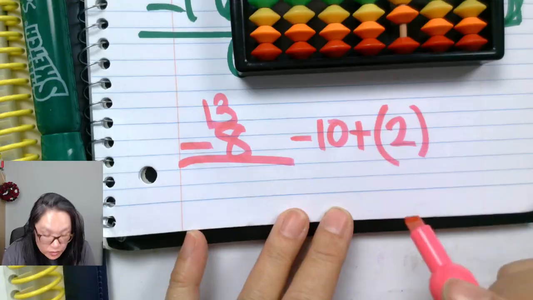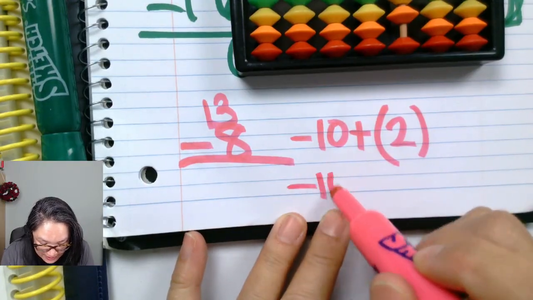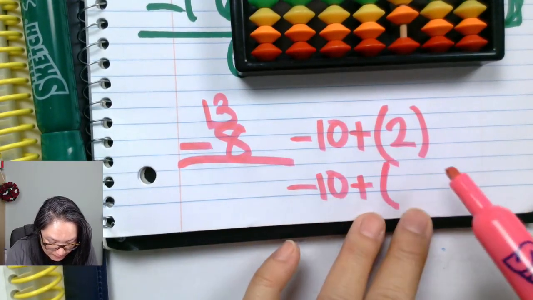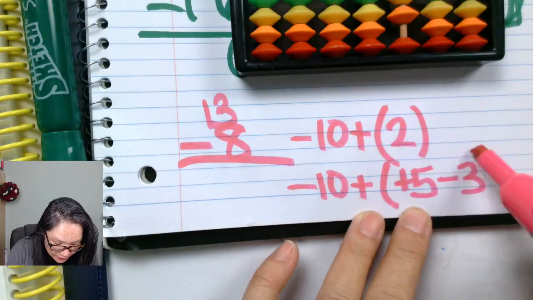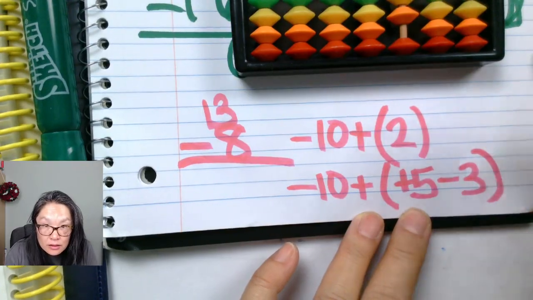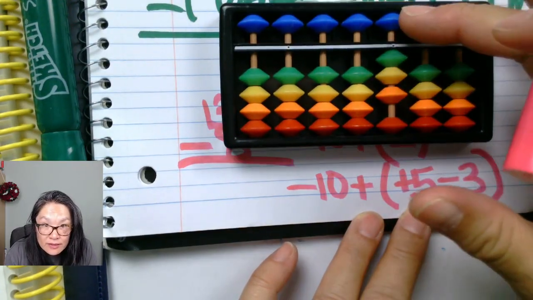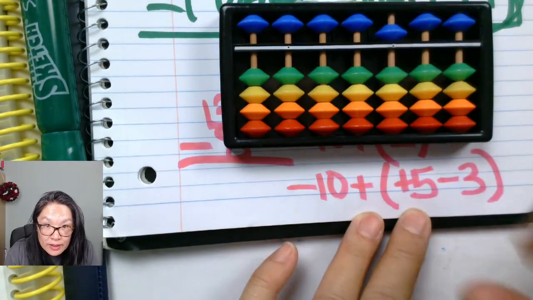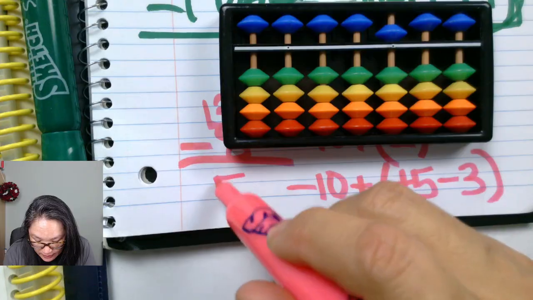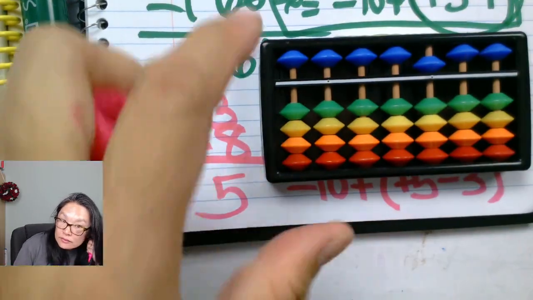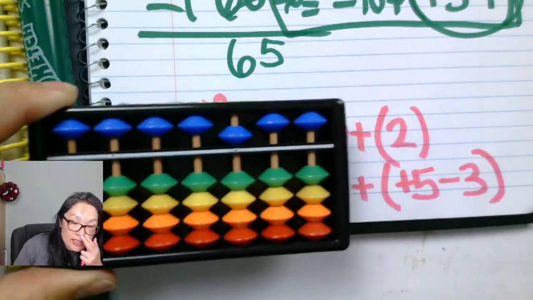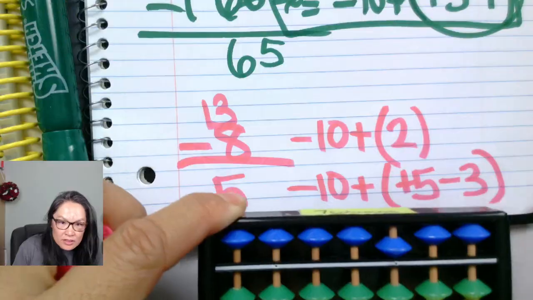How do we plus the 2? How do we add the 2? Minus the 10 plus the 5 minus the 3. So what are we going to do? Plus the 5 minus the 3. So my final answer is 5. Is that the quadratic formula? No, this is not the quadratic formula. This is just arithmetic.